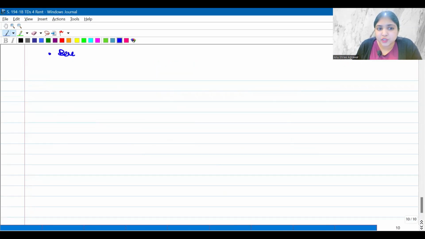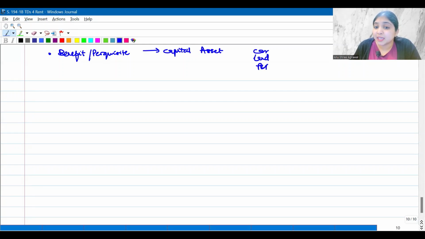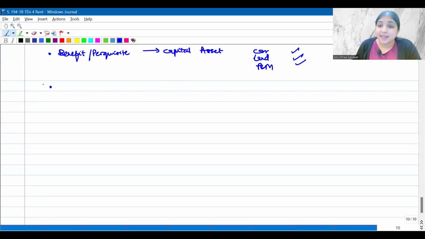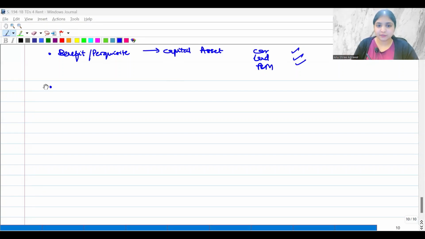Can this benefit or perquisite, as the case may be, be a capital asset? For example, can it be a car? Or let us say, can it be a piece of land? Can it be plant and machinery? Can it be a capital asset? Yes, it can be a capital asset also. It can be in money, in cash, or in kind. It can also be a capital asset. It does not matter.